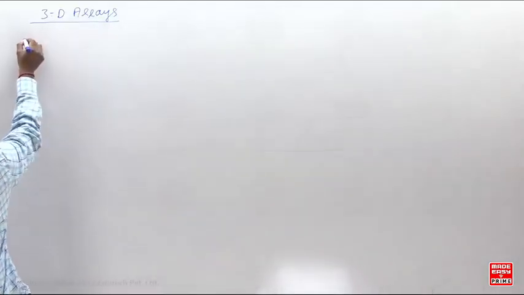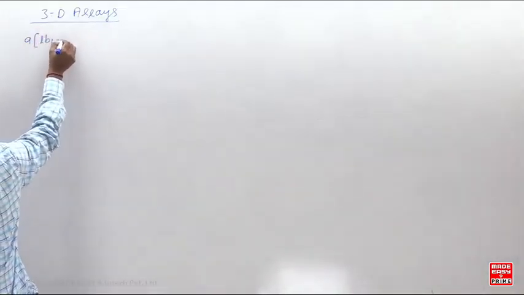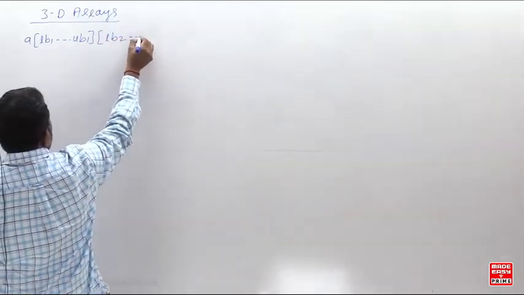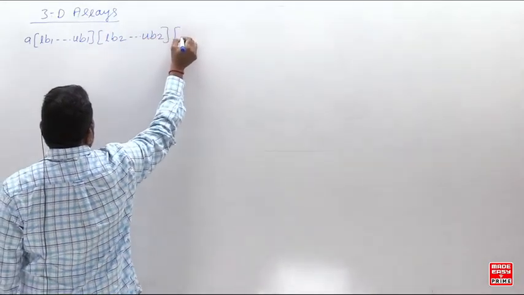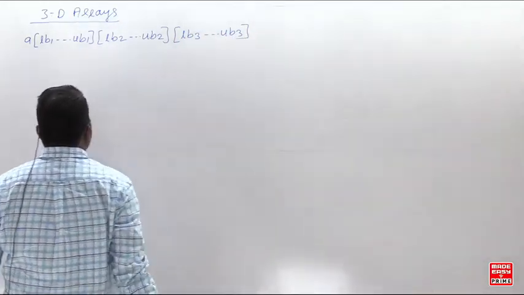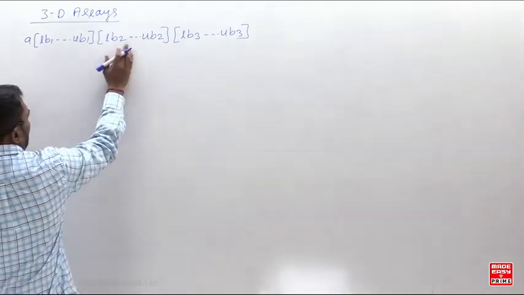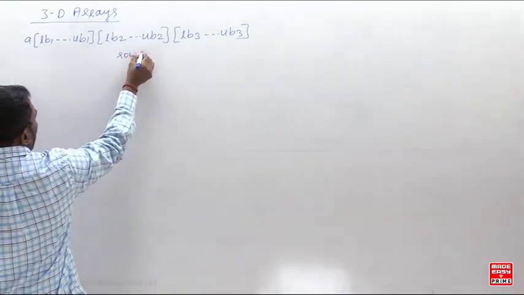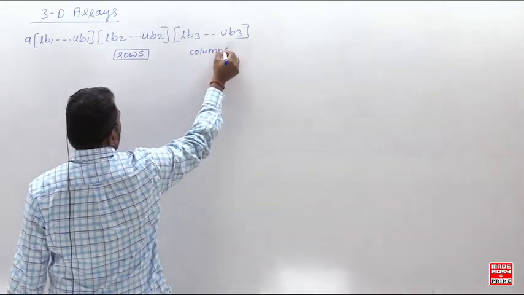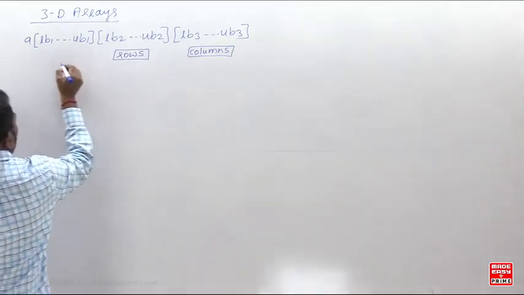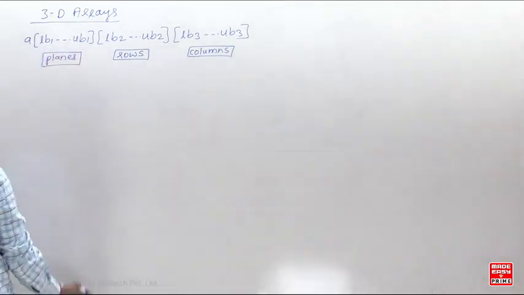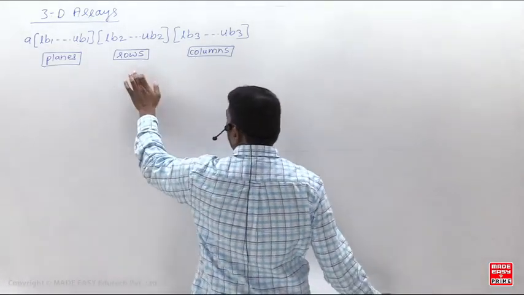Nothing is there. Just note down A of LB1 to UB1, LB2 to UB2, listen here, LB3 to UB3. These are called rows, and these are the columns, and these are generally called different things by different people. These are generally called planes. Not required anyway, so you can just copy that as planes.